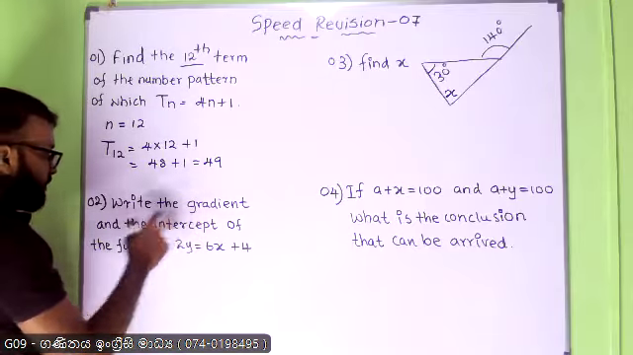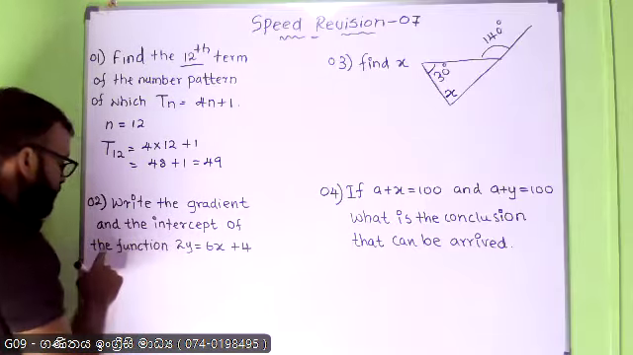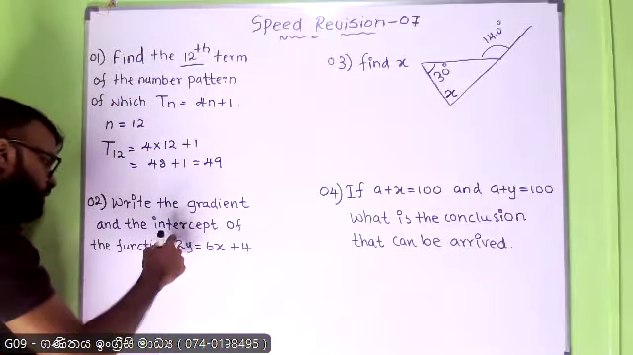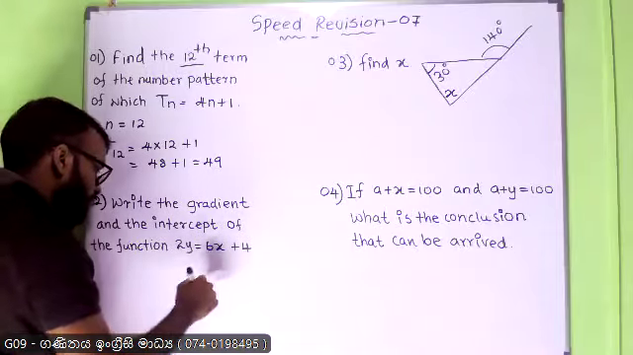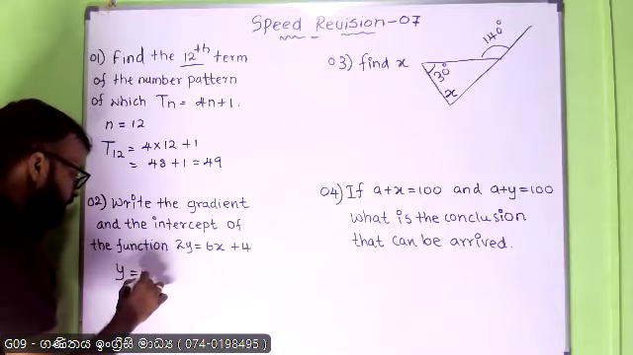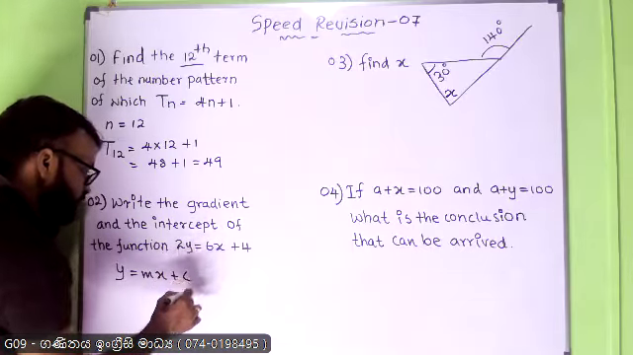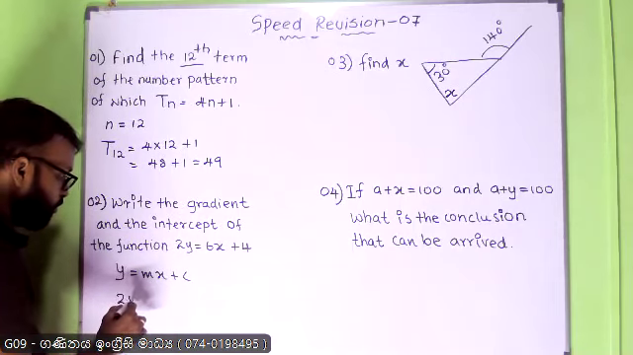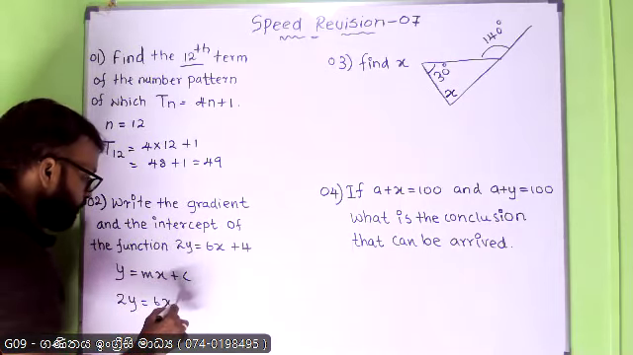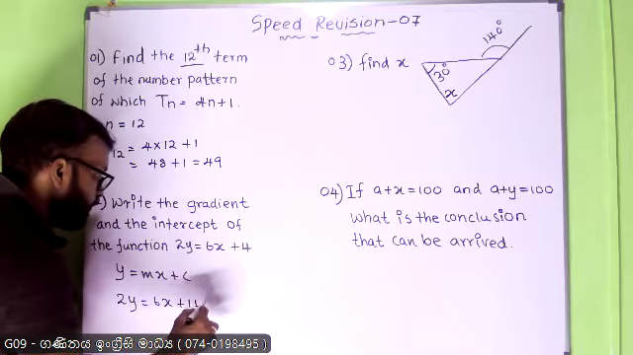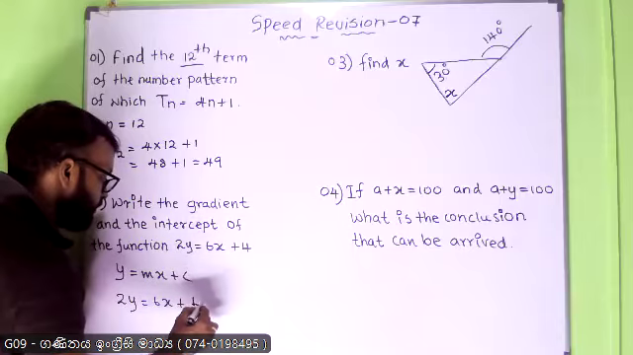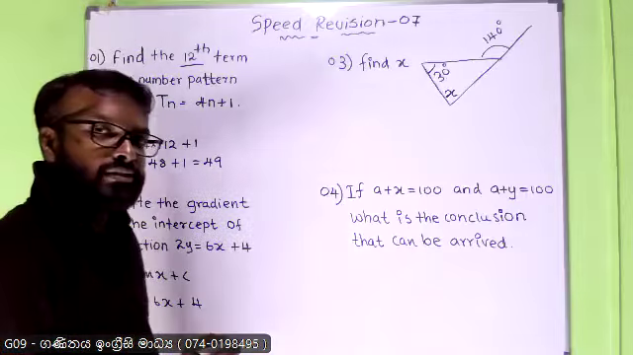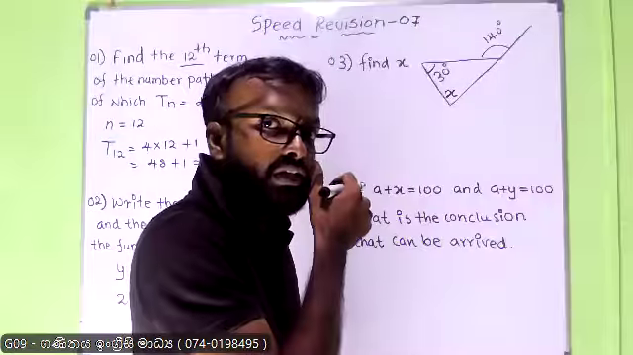Write the gradient and the intercept of the function 2y equals 6x plus 4. First of all, you need to make sure that this equation is in the form of y equals mx plus c. So you have to remove 2 from 2y, right? So how do you remove it from your left hand side? 2y equals 6x plus 4, right? So you know how to make y the subject, right?